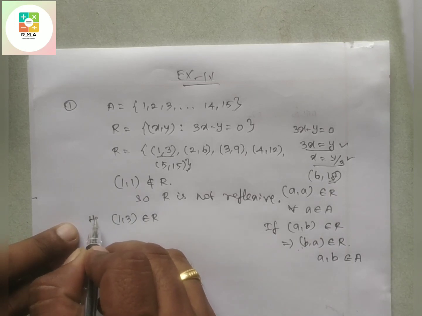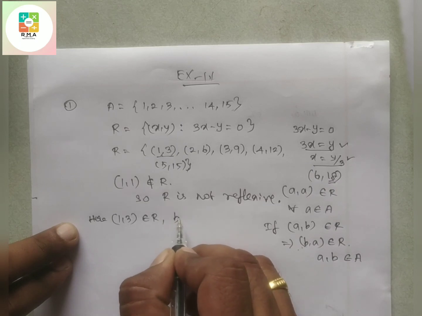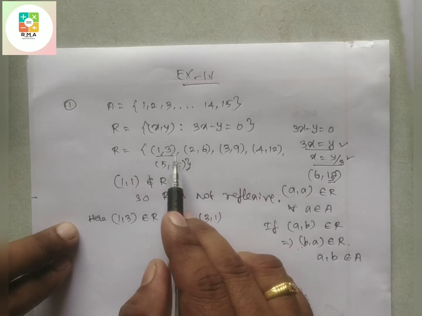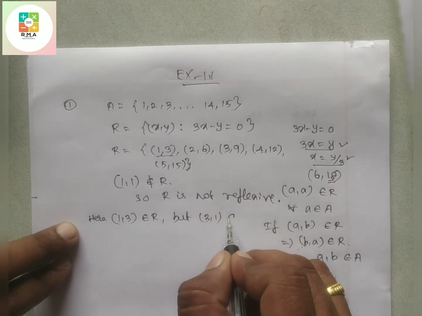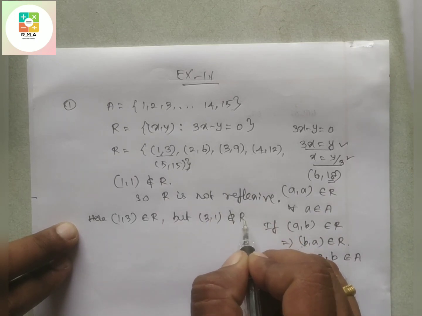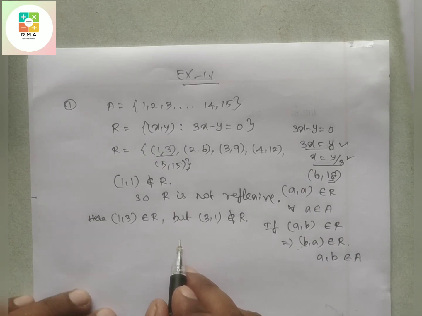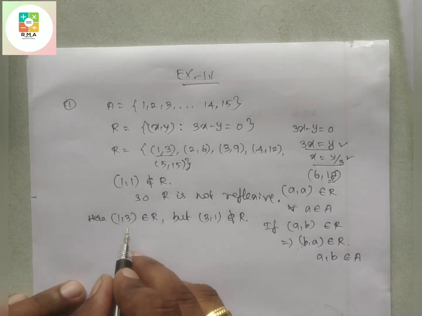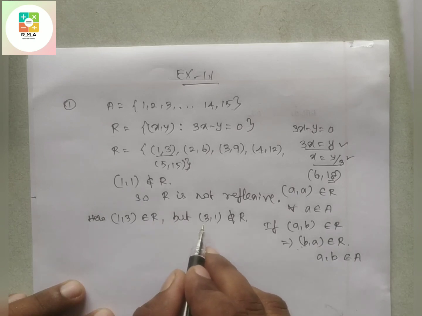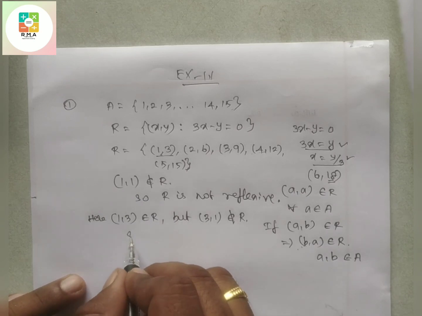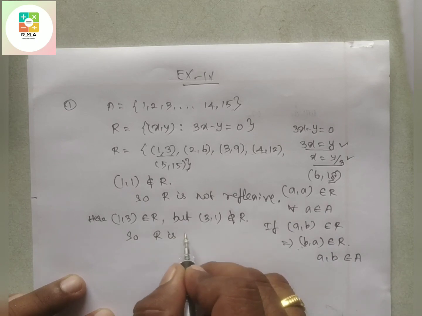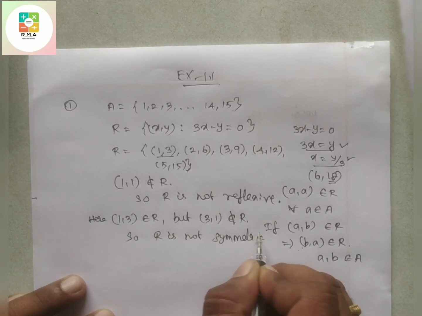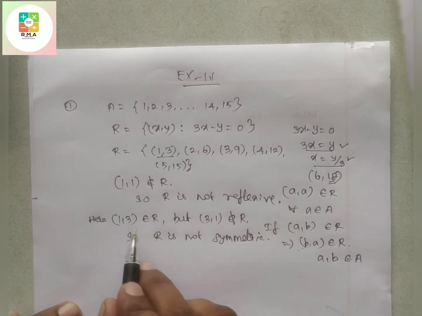Here (1, 3) belongs to R, but what about (3, 1)? (3, 1) is not in the set. So (3, 1) does not belong to R. As I said earlier, only one example is enough to prove that it is not symmetric. So (1, 3) belongs to R, but (3, 1) does not belong to R. So R is not symmetric. The relation is not symmetric.